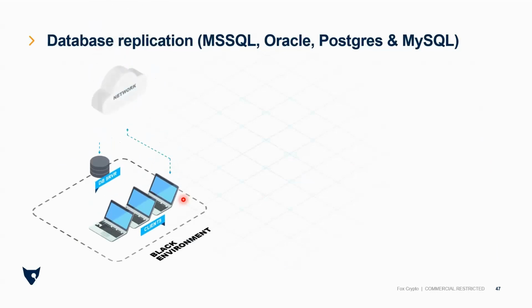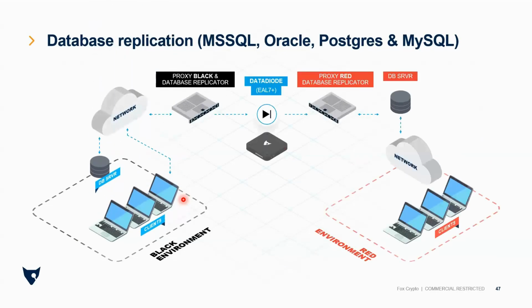What people don't realize is that you can also replicate databases. That is used in industry, but it's also mainly used in government. So I have on the Black network a dynamic database, and it's being updated, but you want a copy of the database on the other side. So we have replicators for that. For example, we have a Microsoft SQL replicator. And what does it do?